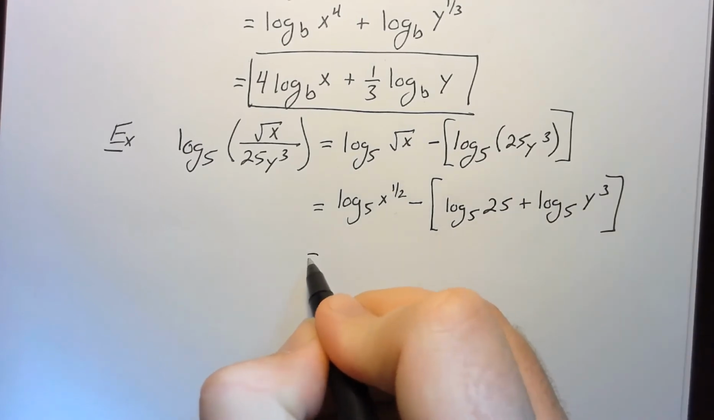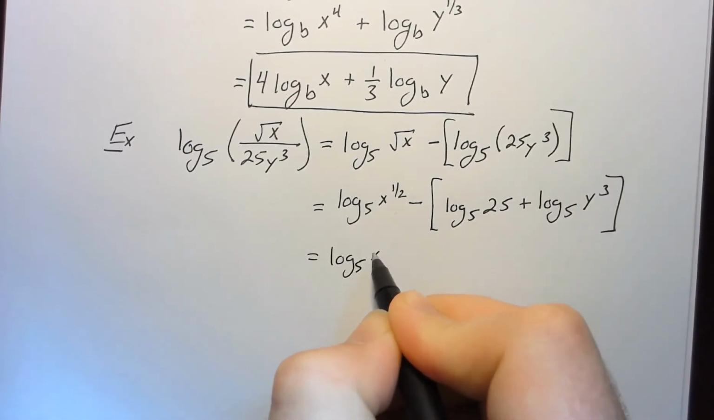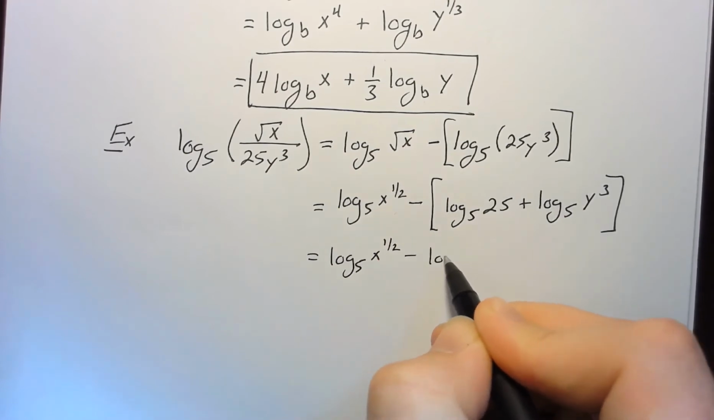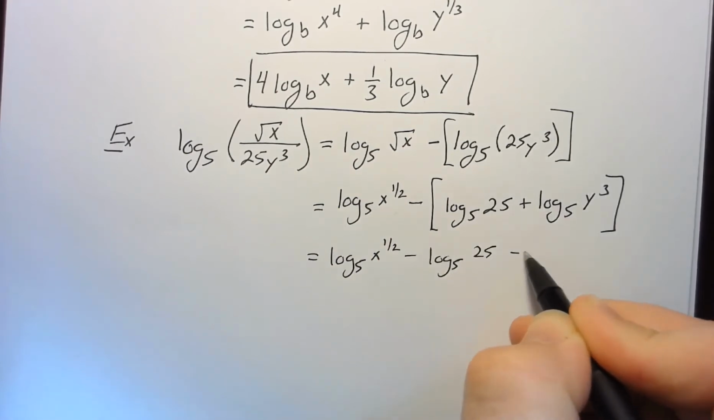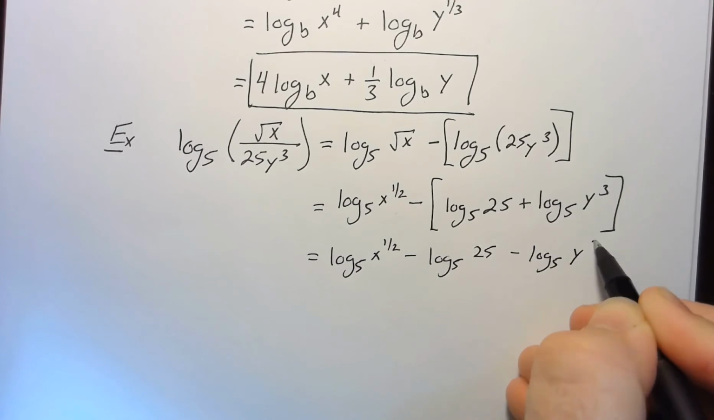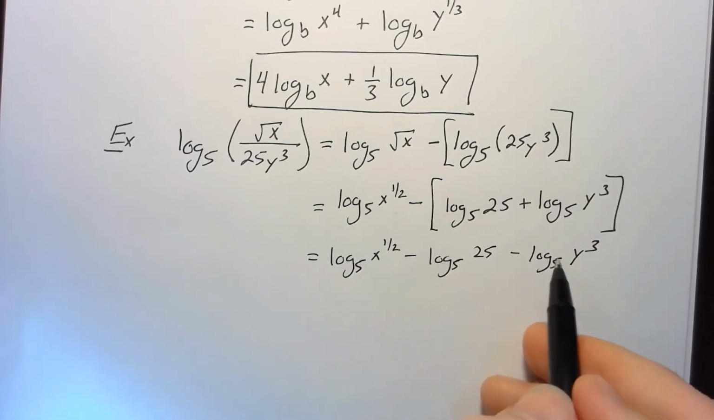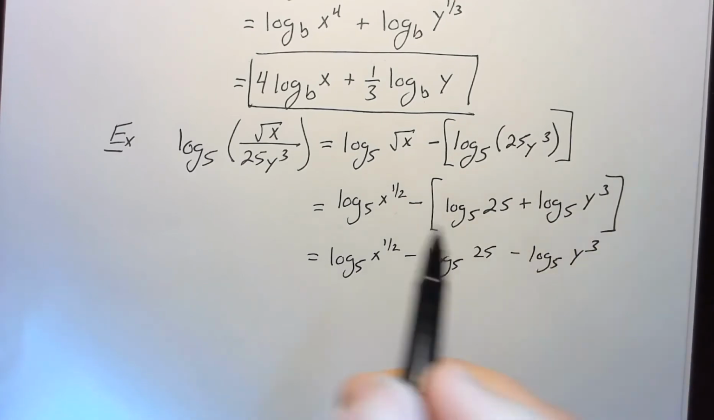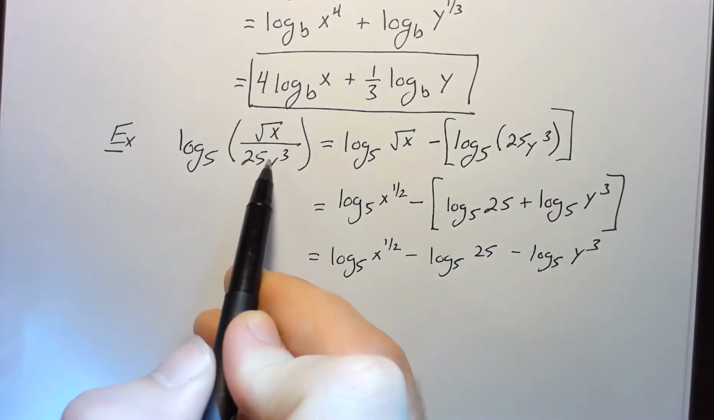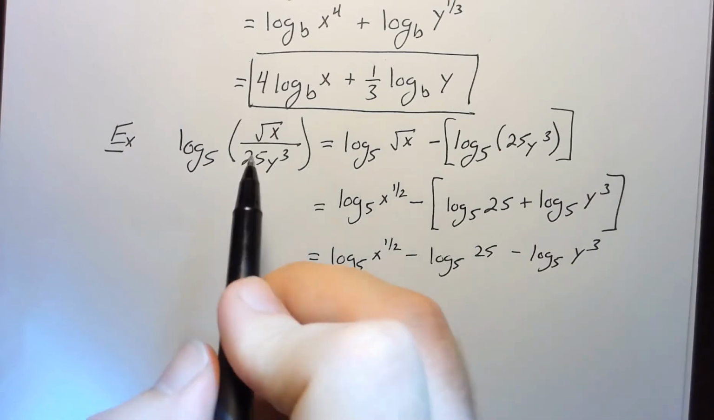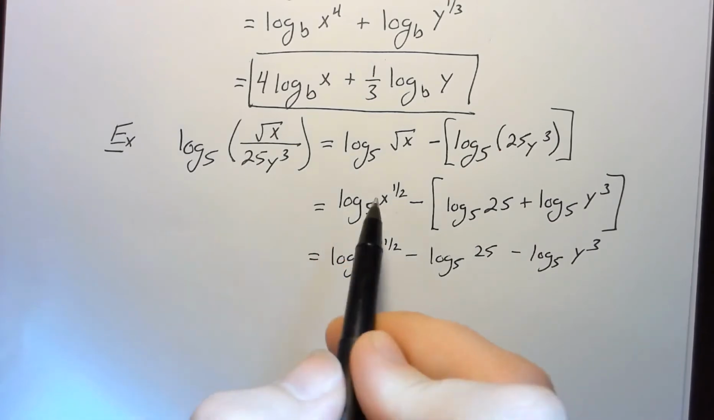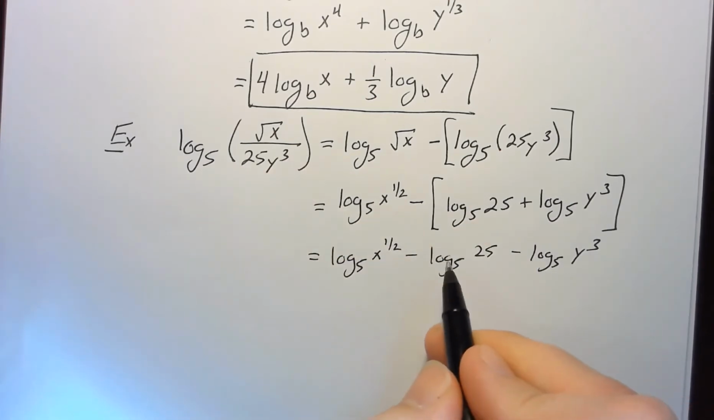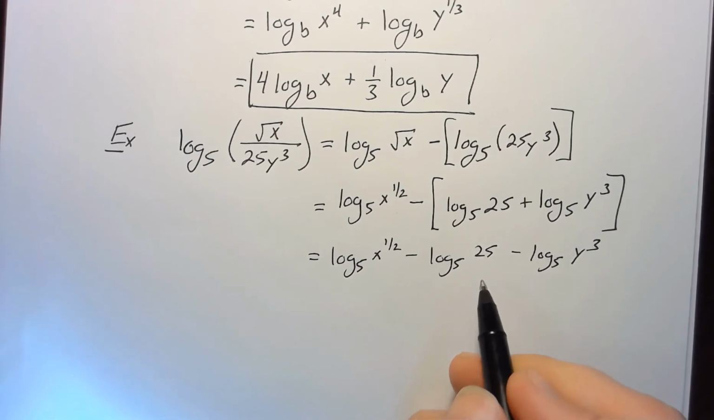You'll notice here that after I simplify this one step further, x to the 1/2 minus log base 5 of 25 minus log base 5 of y to the 3rd, that these are the two pieces that have the subtractions. Notice how those are the two pieces in the original denominator. That's something for us to focus on. Anytime we see a subtraction, it's going to go in the denominator of the original log, or vice versa. If it's in the denominator, it should have a subtraction in front of its log term.